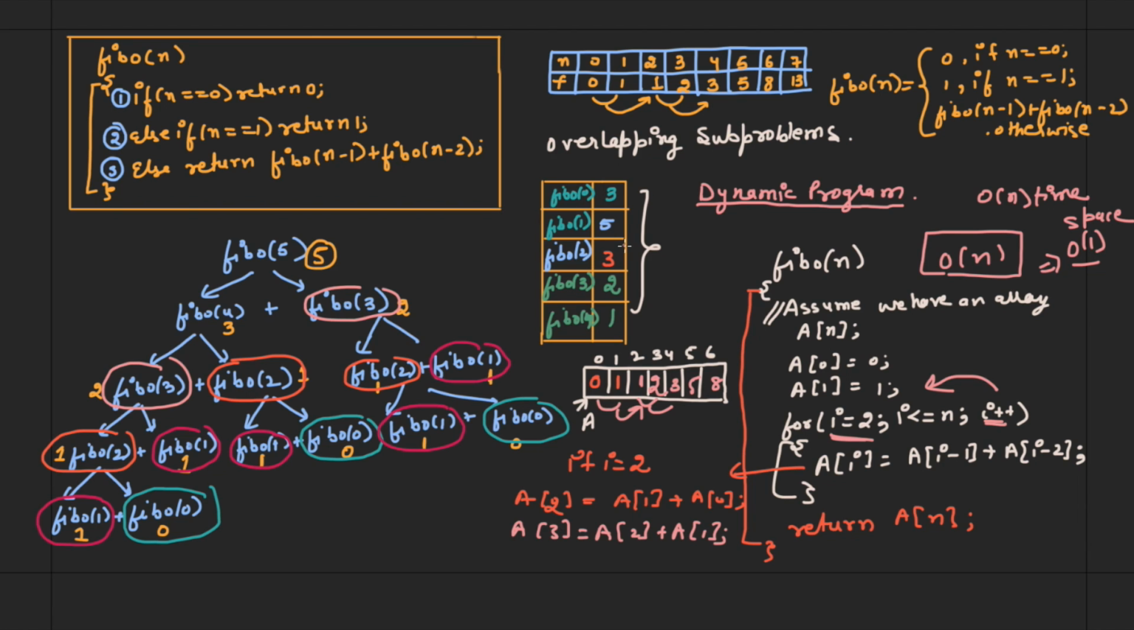Generally, if you follow the principles of dynamic programming, then we are developing a dynamic programming algorithm with a sequence of 4 steps. Number 1, every time we are going to characterize the structure of an optimal solution.